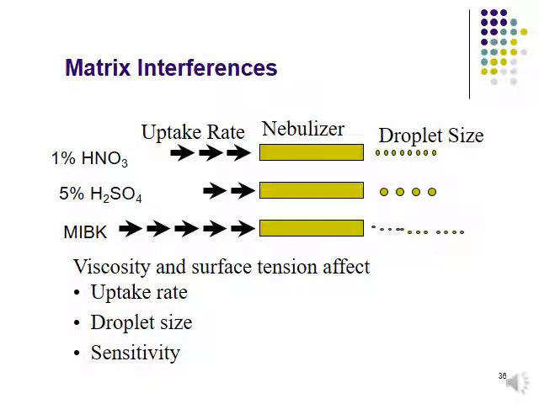Here you can see that this matrix interference can be reduced if you consider the uptake rate, the droplet size, and also the sensitivity. Here the most important is the uptake rate.